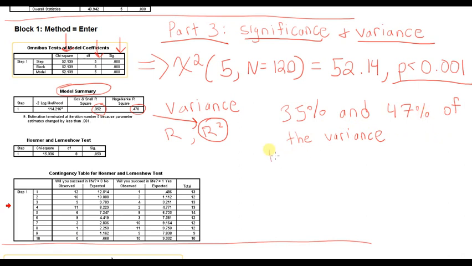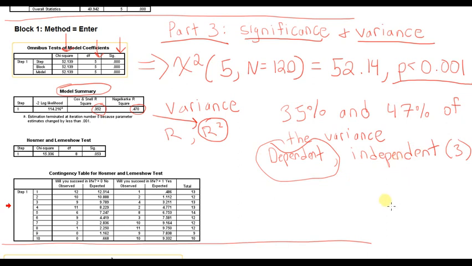So we have a dependent variable, and then we have a number of independent variables. In this case, we have 3 of them. And we're saying that between 35% and 47% of the variance in our dependent variable is explained by our model. That's pretty good. That's very good. Again, our data was all hypothetical, but if you were to achieve these values in the real world, you'd be pretty happy with your model.